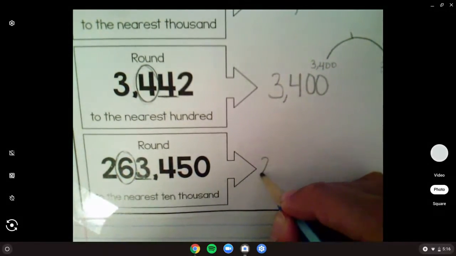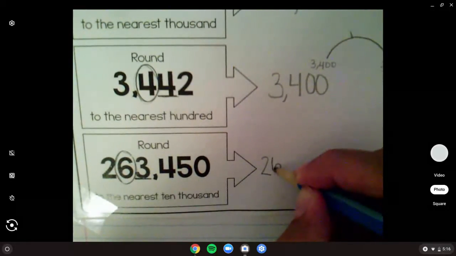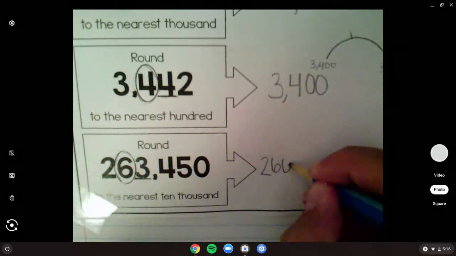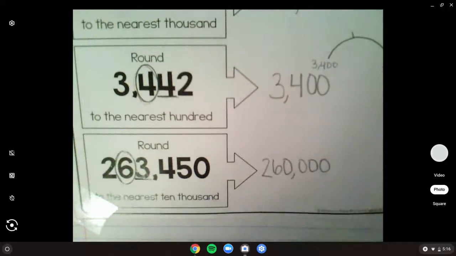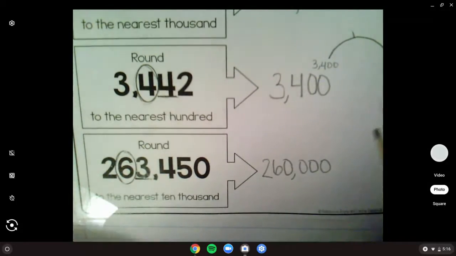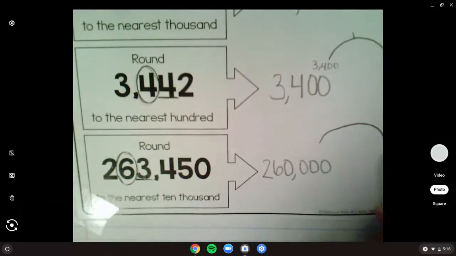So I'd have my 2 would stay. My 6 is resting. He stays at 6. My 3 goes to 0. 4, 5, and 0 become zeros. Zeros in sight. Let's make our roller coaster just to check where it would be.